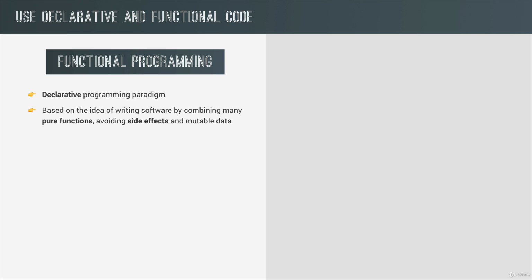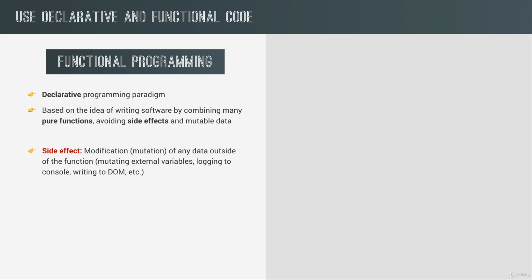Alright, but let's quickly go back to the definition of functional programming and talk about what side effects and pure functions are. So, a side effect is basically simply a modification of any data that's outside of a function. So, for example, mutating any variable that is external to the function is causing a side effect. So basically any variable that is outside of the scope of the function. Alright? Now, data does not only refer to variables. So, for example, logging stuff to the console or also changing something in the DOM is also causing side effects.